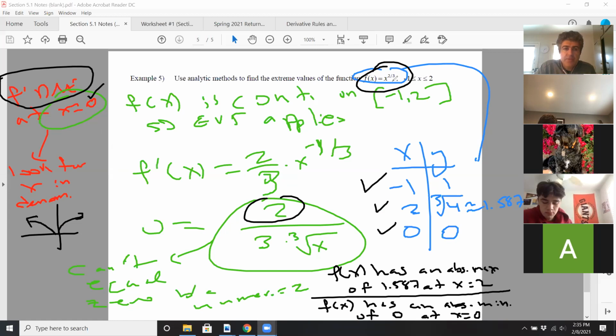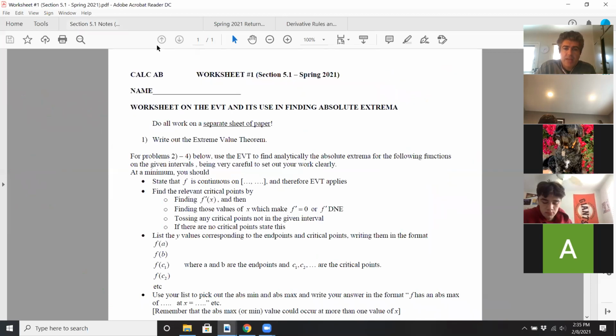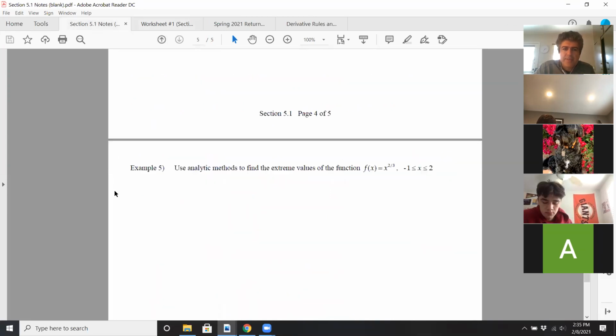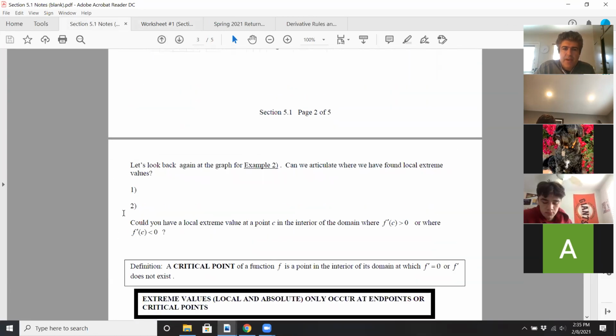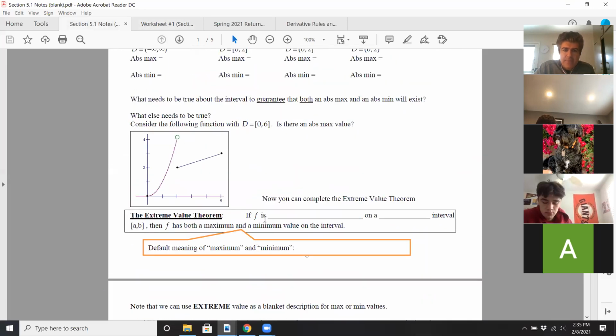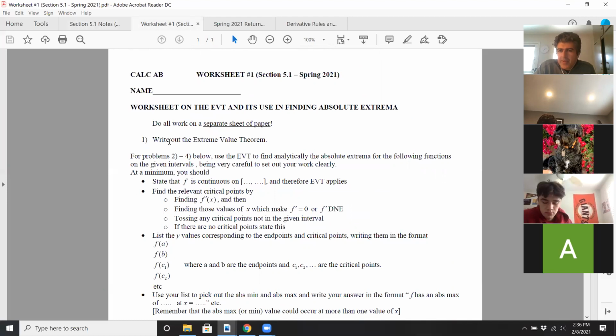Let's look at this one more time. Let's look at the worksheet. The worksheet kind of lays it all out. So this is worksheet 1, which you can download in Schoology. Number 1 is to write out the extreme value theorem. We know what it is now. It's actually in your notes, right? The extreme value theorem is on the first page near the bottom. If f is continuous on a closed interval a to b, then f has a maximum on the interval. So you don't have to write that out, that's fine. But we know what it is now.